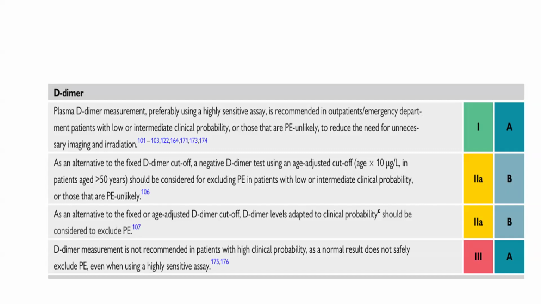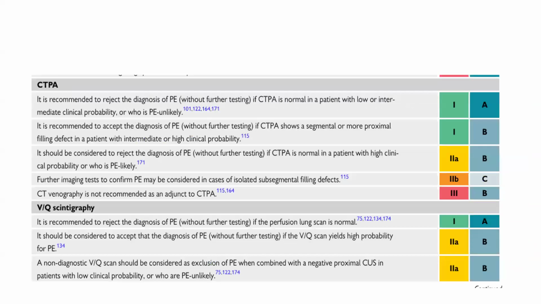In that case, if D-dimer is positive, we can go for further investigation to rule out PE. But if it is negative, then it is safe. We can safely exclude it. Then we'll see what the recommendations of the CTPA are.